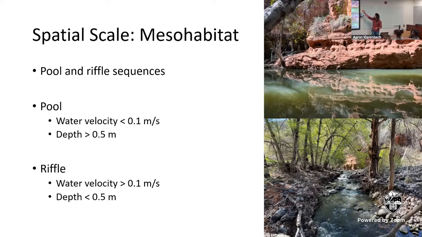So at the top here, we have an example of a pool. This is one of our sites at Wood Beaver Creek, and here's a riffle, with riffle sites at Wood Beaver Creek as well. And we defined the pools and riffles to have these characteristics when we were sampling them.